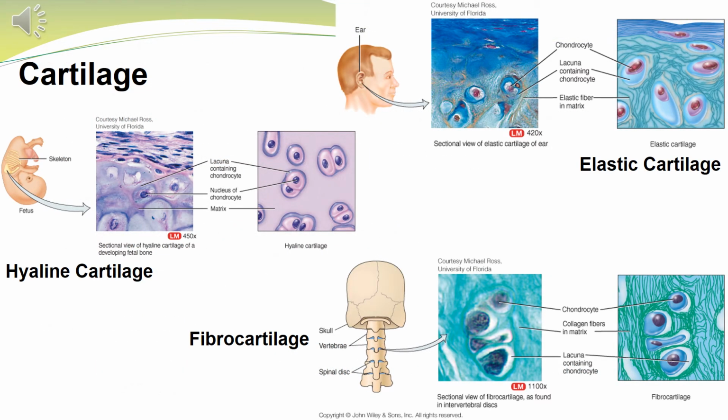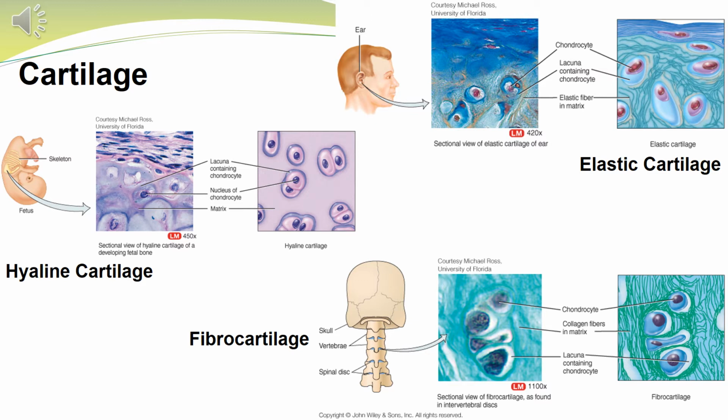Here are some pictures from your book of the three different types of cartilage. And over here at your left is hyaline cartilage, which in addition to being present at the ends of bones and in your nose, is also what fetal and infant bones are made up of before they solidify into bone, or another word for that is ossify, like I said earlier.